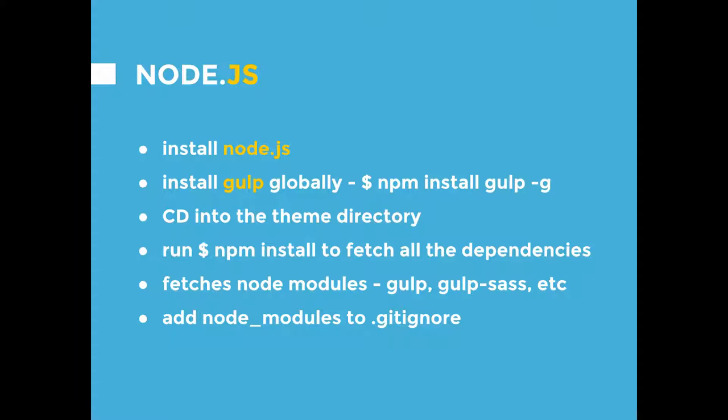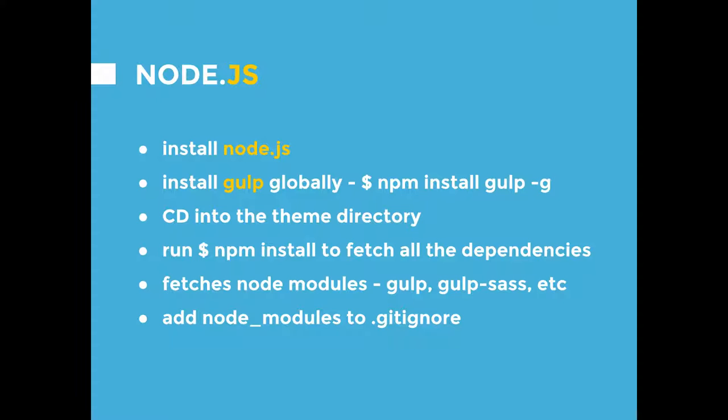Node has its own installer. You can either use that, or I'm using Homebrew. With Homebrew, it's pretty easy to install as well. Once you have Node going, you have to install some packages. Node has the Node Package Manager, NPM, which installs some packages globally and some packages directly into your theme, or where you tell it to install them. So Gulp is one of the things that has to be installed globally and also in a theme.